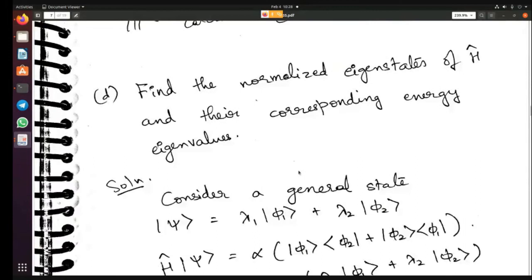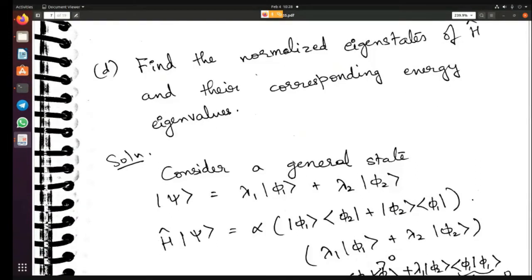Next question is to find the normalized eigenstates of H and their corresponding energy. We know that phi 1 and phi 2 are not eigenstates of H, but we know that phi 1 and phi 2 are eigenstates of some other operator. So we want to find some eigenstate of H. How will we find that? We'll assume that this function psi, which is written as a linear combination of phi 1 and phi 2, is actually an eigenstate of the Hamiltonian operator.